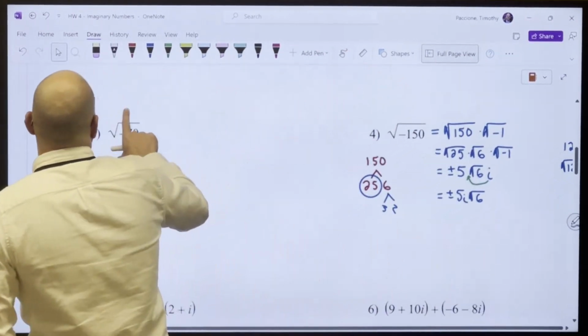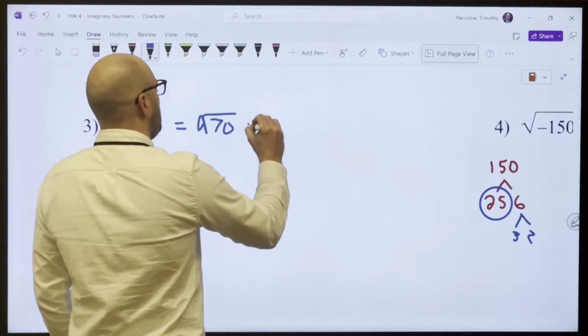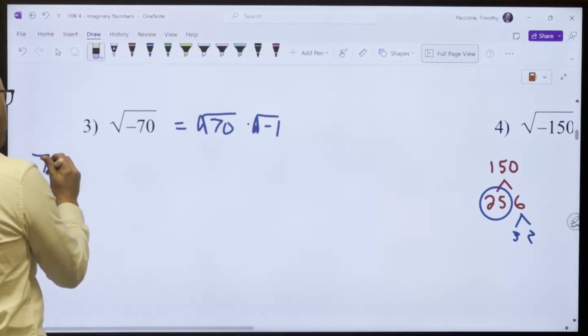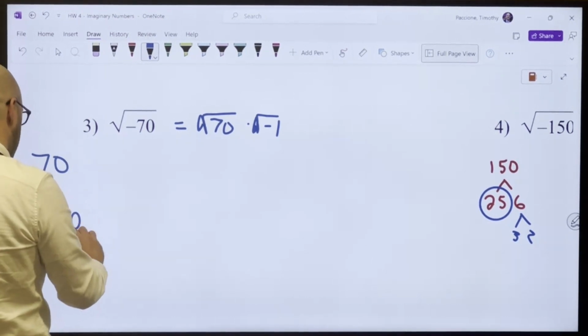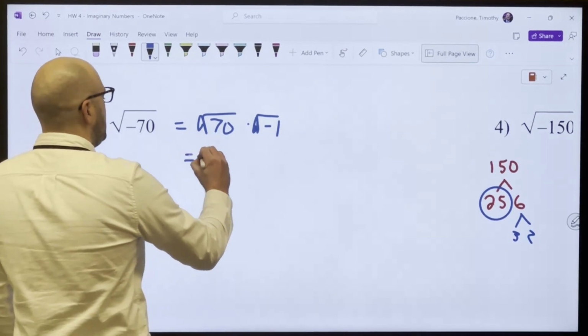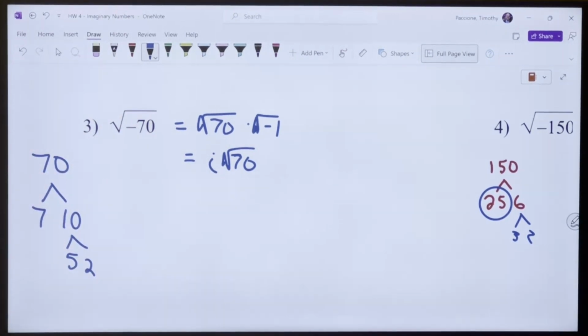Okay, so I think the reason that 3 was tricky is because you did this, right? Pulled out that. And then you took 70 over here, and you were like, 35, 2, 7, 10. I don't know what it is. Yeah, 7 and 10, 5 and 2. There's no number that shows up twice. It's not like there's a perfect square in there. So what does that mean we do? Just leave it as is, but take out the negative. So I just say i square root of 70. And that's as far as I can go. I'm done. There's nothing inside of it that was a perfect square.